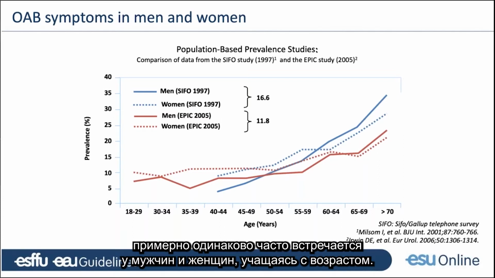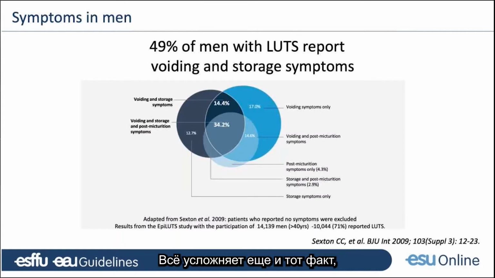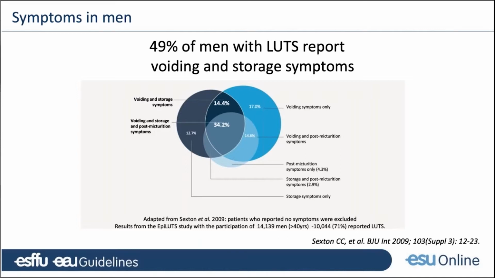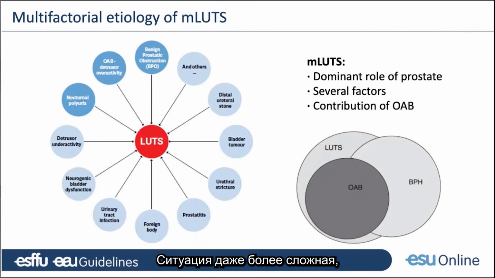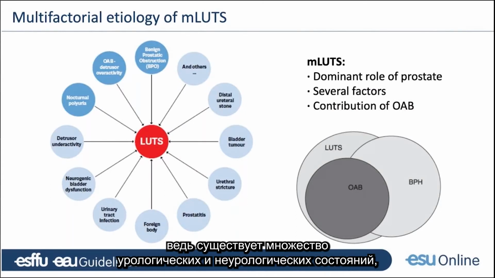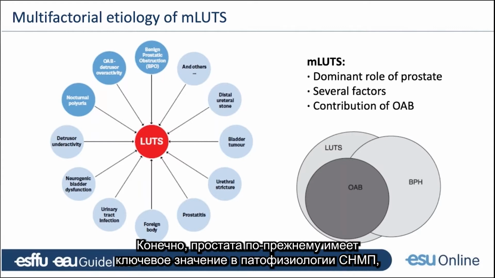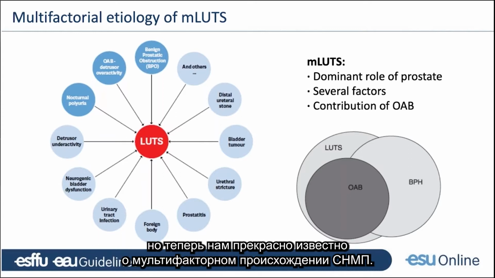It increases with age. In addition to that, and to make things even more complicated, we know that people who come to us complaining of LUTS report both voiding and storage symptoms in almost half of the cases. And things are even worse, because there are many urological and non-urological conditions or diseases that may contribute to the development of male LUTS. Of course, prostate still plays a dominant role in male LUTS pathophysiology, but now we know very well that the etiology of male LUTS can be multifactorial.